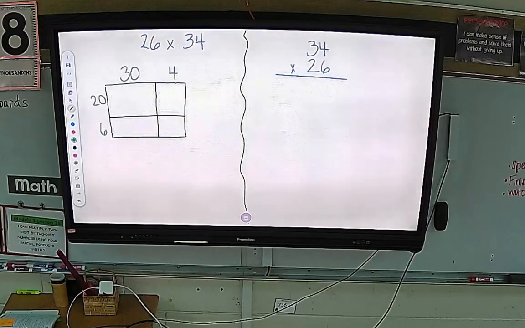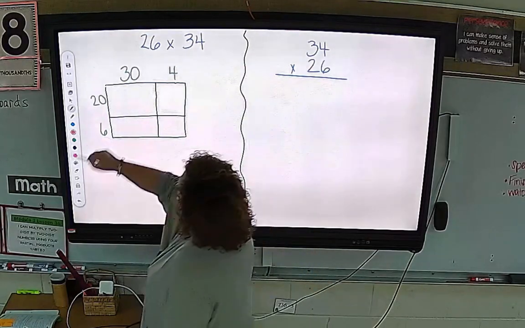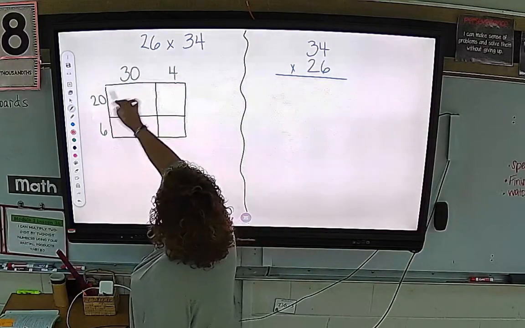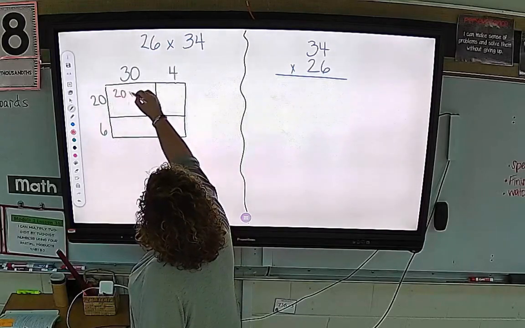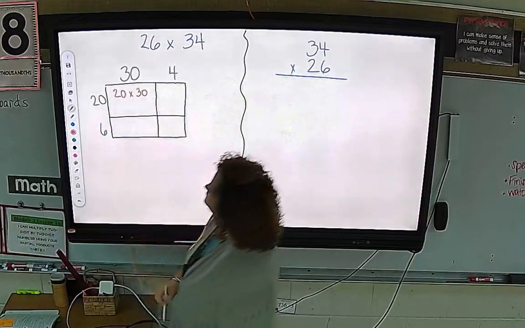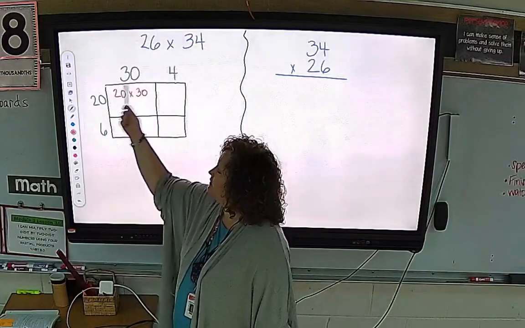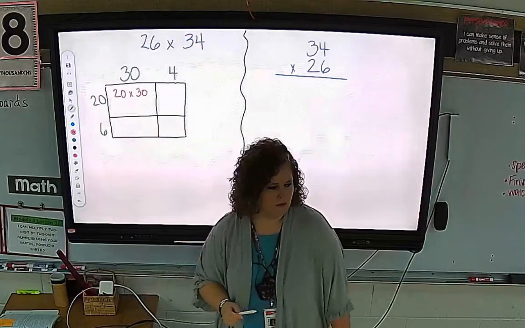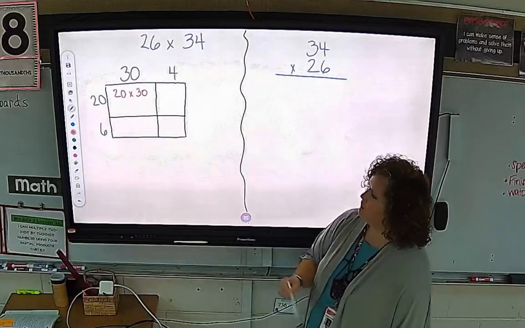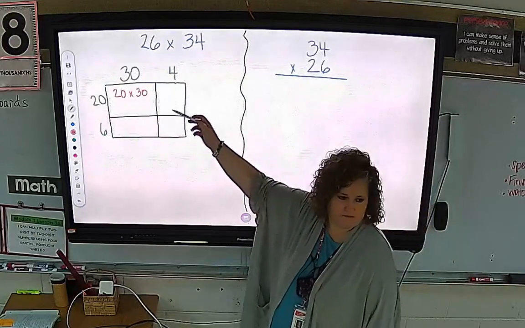All right, we're just going to do the area model, and then we'll move over to the partial product in a minute. So now we start filling the boxes with the math problems. In this first box, what's our problem going to be? 20 times 30. Because it's the length times the width. And what is it equal?